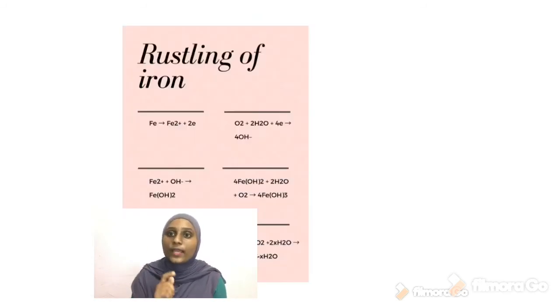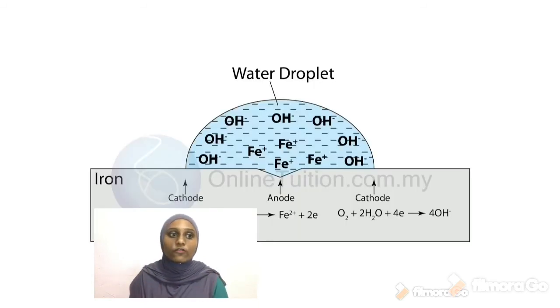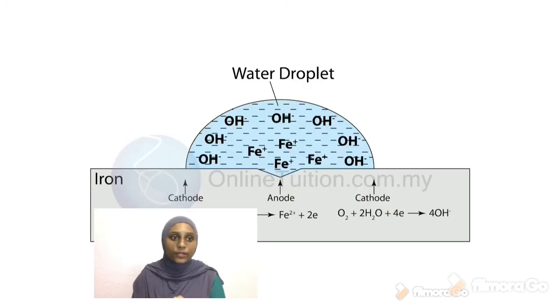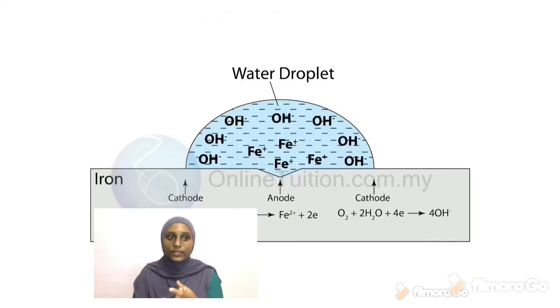As we can see in this photo, when the surface of the iron is exposed to water droplets, the center of the water droplet undergoes the process of oxidation and is known as the anode. The edge of the water droplet undergoes a process of reduction and is known as the cathode. The edge of the water droplet acts as the cathode because the concentration of dissolved oxygen is higher at the edge of the water droplet than at the center.